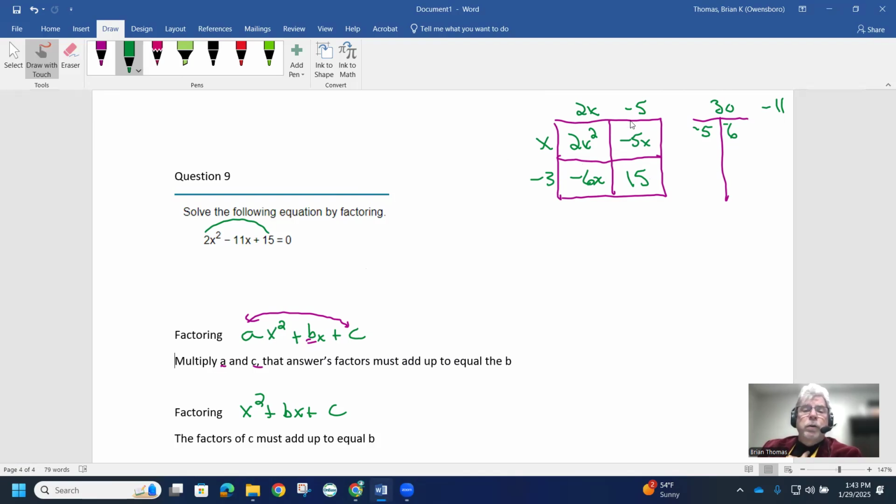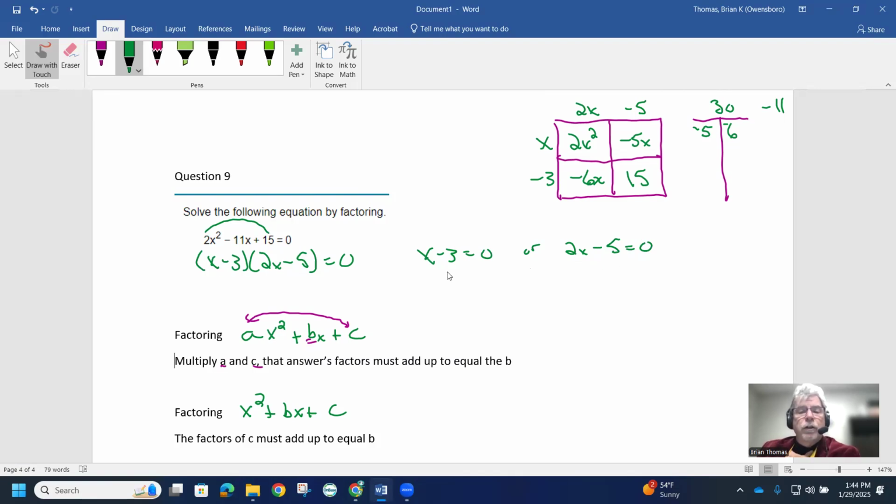These two edges become our factorizations. So x minus 3 becomes one factor, and the 2x minus 5 becomes the other factor. Now the catch is, since it's factored to equal 0, one of these factors has got to equal 0. So we just set x minus 3 equal to 0, and then we also set the 2x minus 5 equal to 0. So this now just turns into two little linear equations.